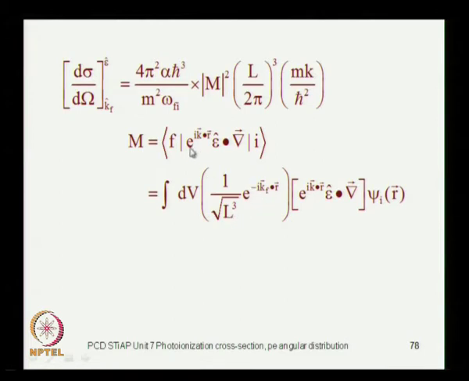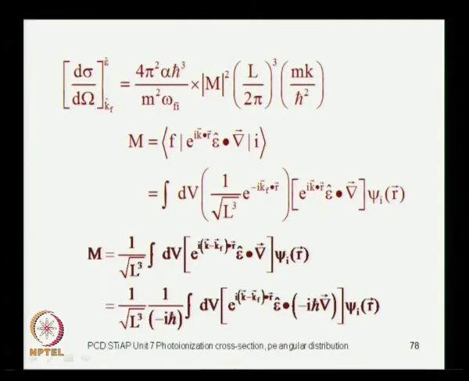So, you have the continuum state f as e to the minus i k_f dot r, and then you have e to the i k dot r, which is over here. You have epsilon dot del, and then you have the initial state wave function. Now, I do not know if some of you are beginning to recognize the form of this function, because it is developing into an integral which is a very famous expression in mathematical physics.